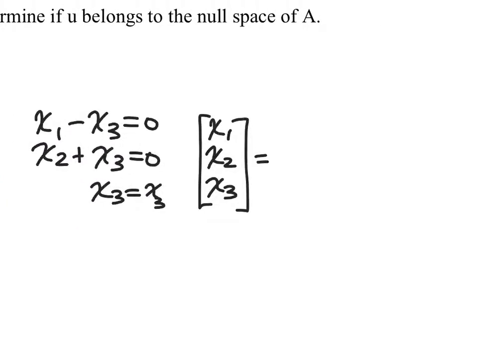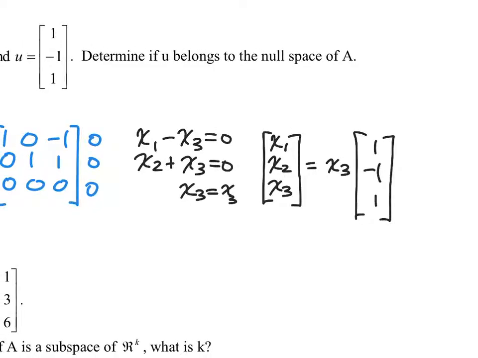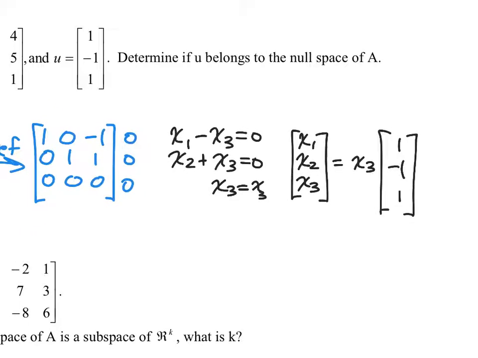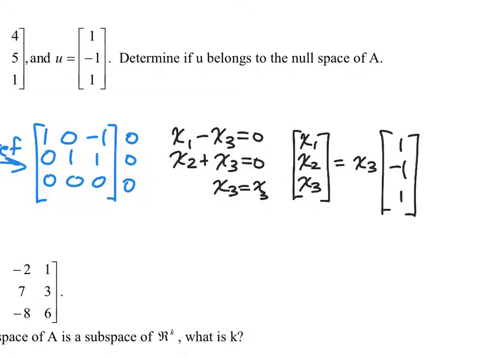Everything's going to be a multiple of x3. So add the x3 in the first equation, I'm going to get a coefficient of 1. Subtract it in the second equation, I'm going to get a coefficient of -1. And it already has a coefficient of 1 in the last one.